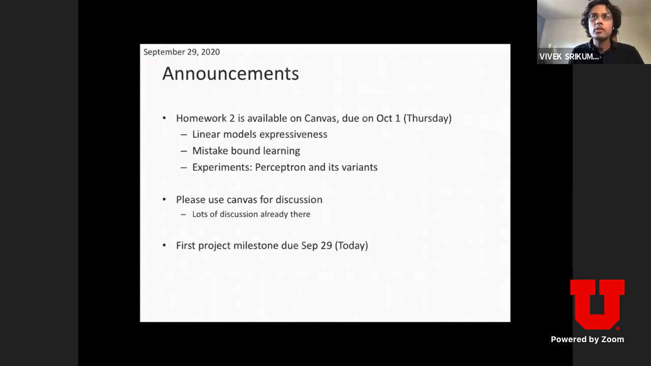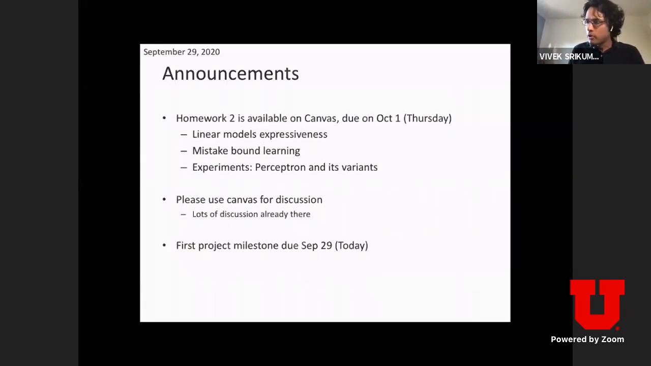Another reminder I wanted to bring up is a milestone today for the project. There's a due date, it should show up on your Canvas. You need to just create your Kaggle account, connect it to Canvas by giving us your Kaggle username, and also upload a dummy submission that we provide to Kaggle, and tell us what results Kaggle tells you.